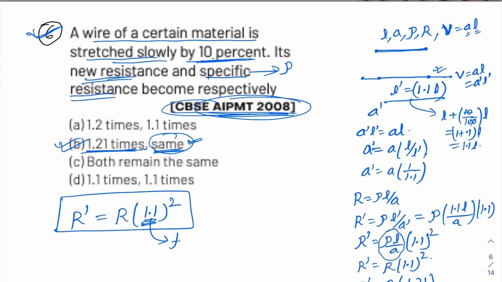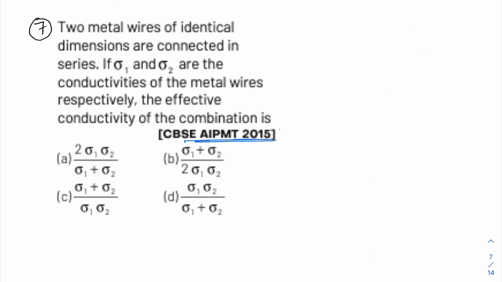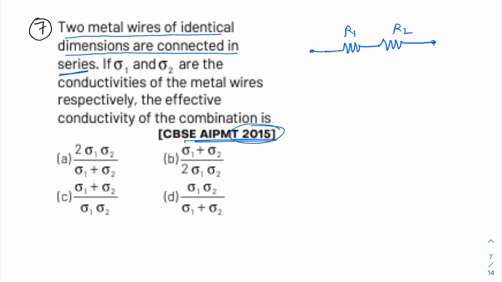Now, next question number 7. This is also a NEET previous year 2015 question. Two metal wires of identical dimension are connected in series. Let the two wire resistances be R1 and R2 connected in series. It is R1 and it is R2. Why is it series? Because if the current is passed from here, then the same current will pass through these two resistances.